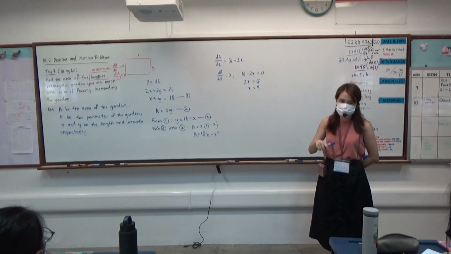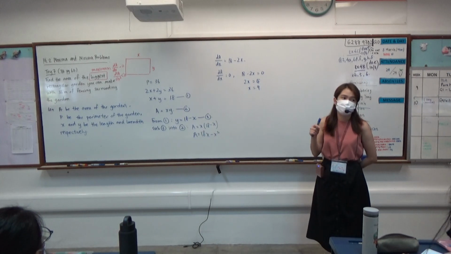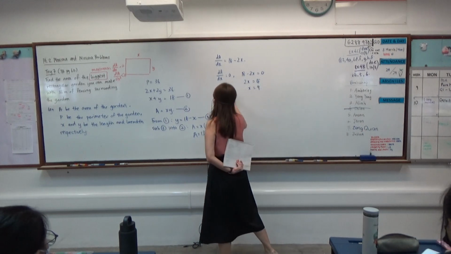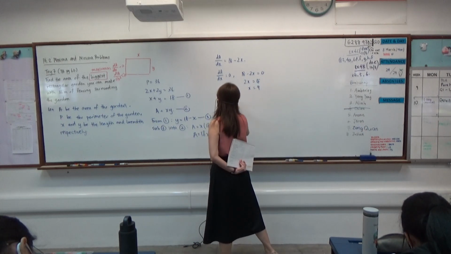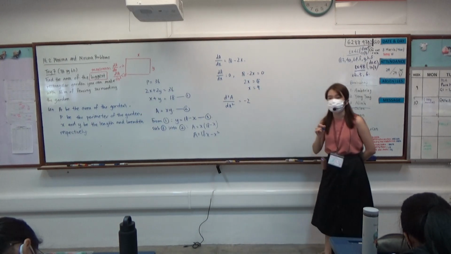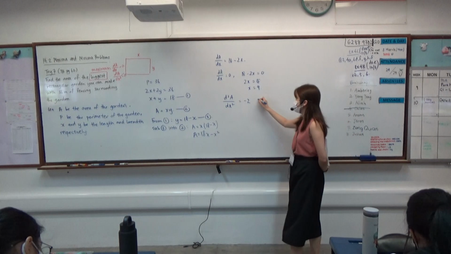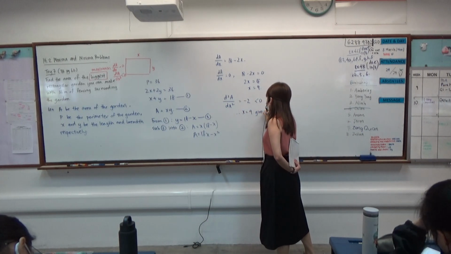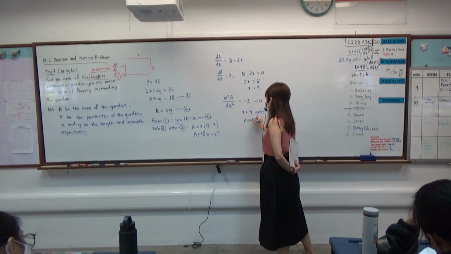You must prove and verify that it is going to be a maximum. And in order to do that, we do our second derivative test. So differentiate this again, and we find that the second derivative is negative 2, which is less than 0. Therefore, x equal to 9 gives maximum area.